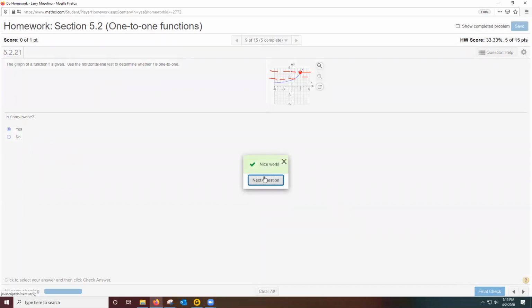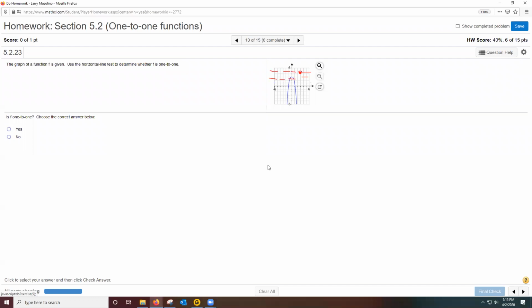All right, let's look at another one. Here's another graph. Well, in this case, let me again use the horizontal line test. I'm going to draw any horizontal line. But I could see right away that these horizontal lines are intersecting the graph at more than 1 point. Well, that means this fails the horizontal line test. That means this function is not one-to-one. So the answer here is no, it's not one-to-one.